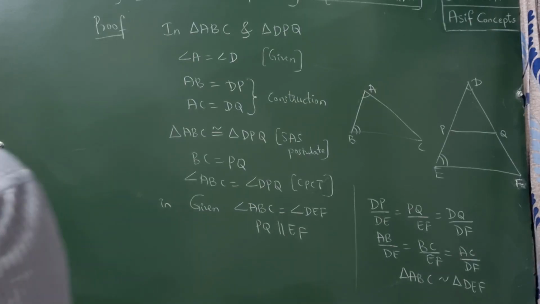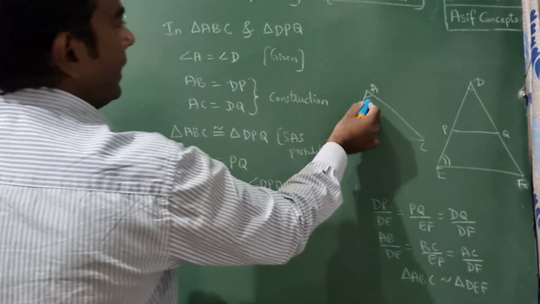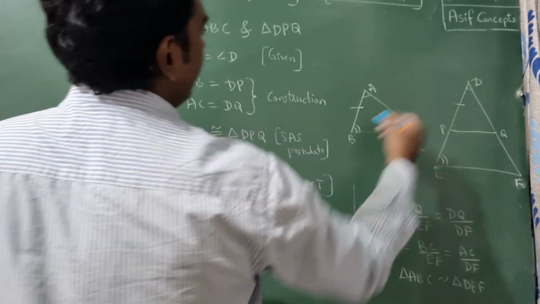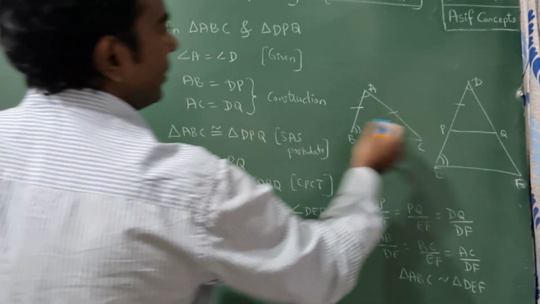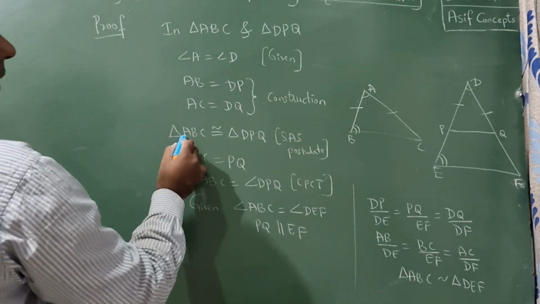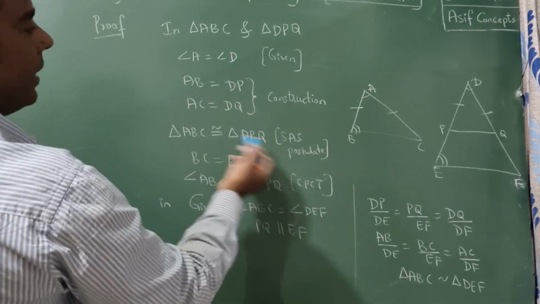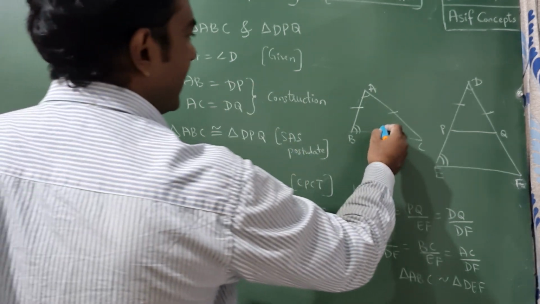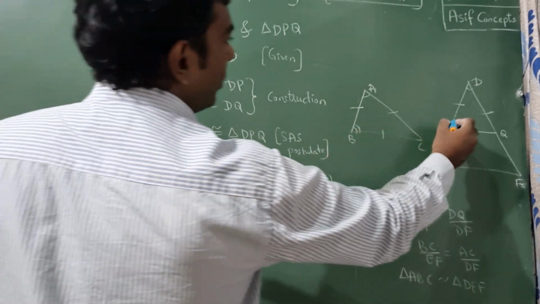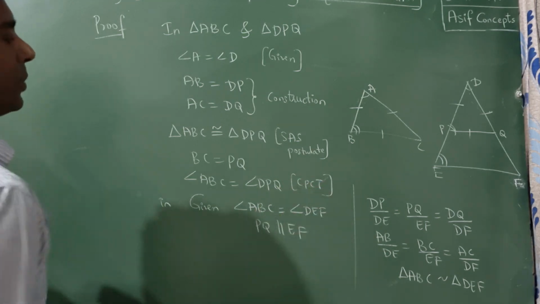Now in the proof, triangle ABC and DPQ. Angle A is equal to angle D. It is in the given. Side AB is equal to DP. Side AC is equal to DQ. It is in the construction part. So triangle ABC is congruent to DPQ by SAS, side-angle-side postulate. So BC is equal to PQ by CPCT, that is corresponding parts of congruent triangles.